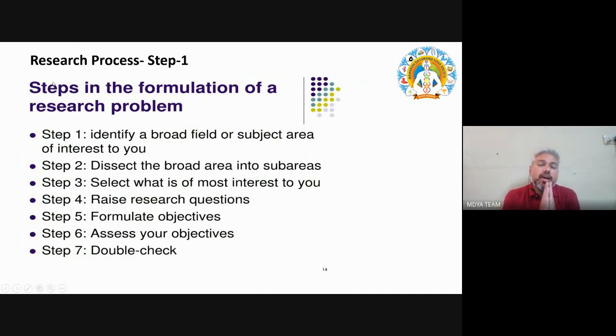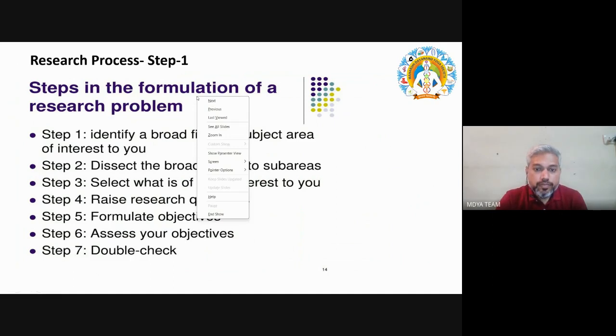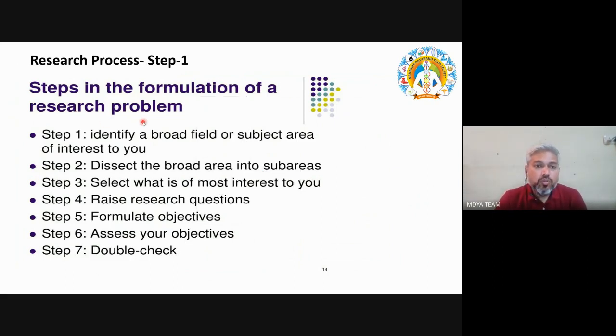So now, in the first step, the first thing is the steps in the formulation of a research problem. There are 7 steps included in the formulation of a research problem. First is identifying a broad field or subject area of interest to you. You should identify a broad field or an area of subject where you keep your interest. This is the first step of formulation of a research problem.